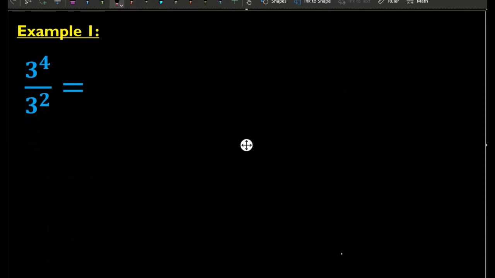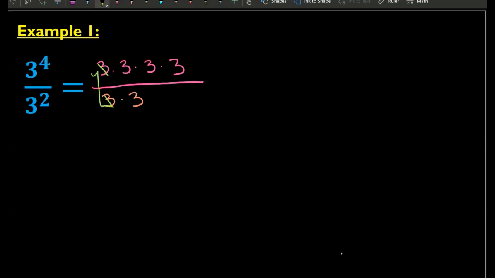3 to the 4th power divided by 3 to the second power. So we have 3 times 3 times 3 times 3 on the numerator, and 3 times 3 at the denominator. This is a division problem, so when you have the same number on top and bottom, they divide each other out and make one whole. 3 divided by 3 is 1, and again, 3 divided by 3 makes one whole.